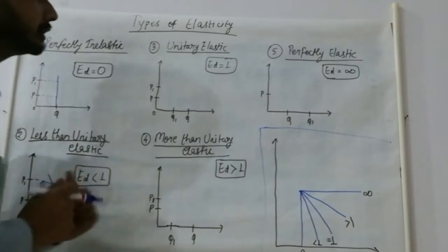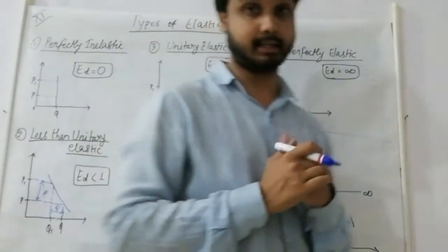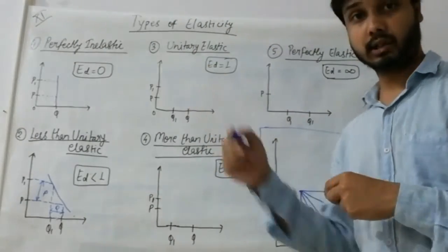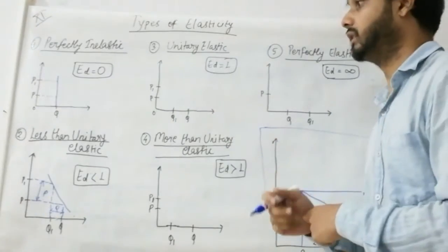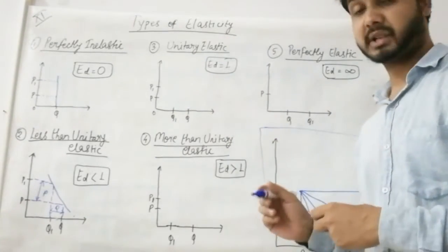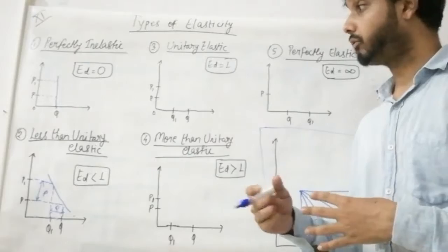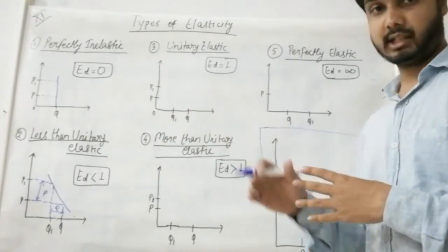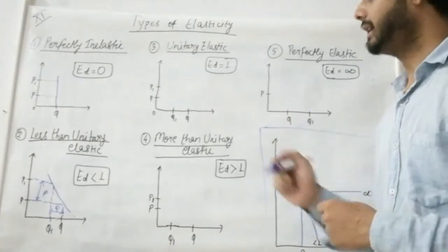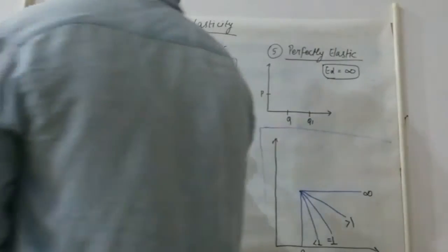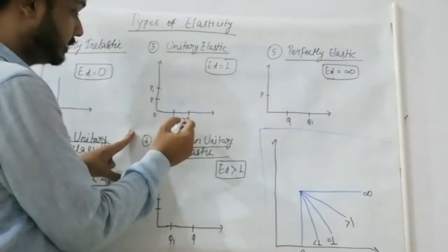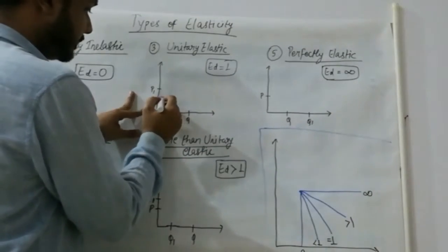Then the third condition is unitary elastic. So unitary is equal to 1. Here our elasticity of demand will be equal to 1. When we see the diagram, it will represent that however much there is change in the price, that much will be the change in quantity demanded. Let us see. Here is the original price P, and the original quantity demanded Q. So let us join this.